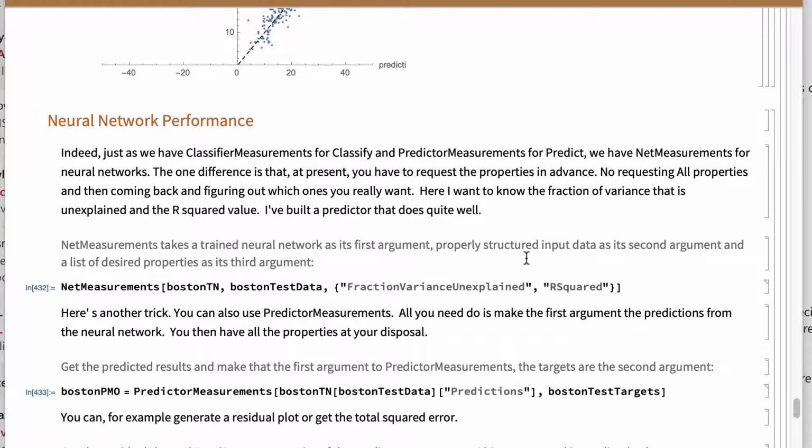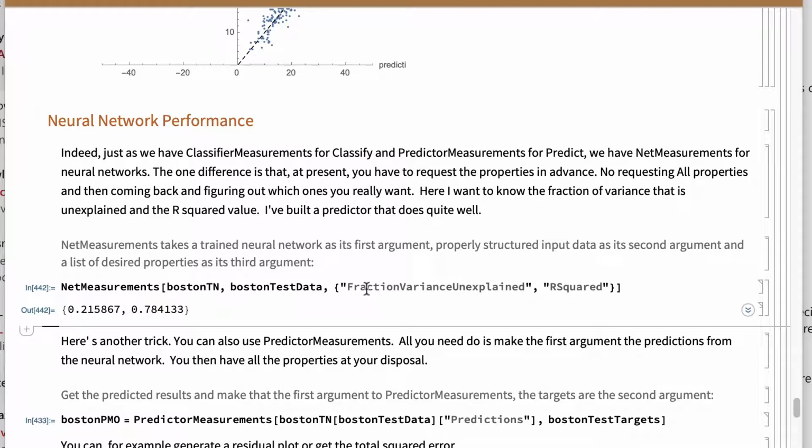And just as there are the classifier measurements function for classify and the predictor measurements function for predict, we have the net measurements function for neural networks. The argument structure is much the same. You have net measurements, and then this is your trained net, in the same way that with classifier measurements or predictor measurements, you would have your classifier or predictor here. This is your data that you're testing it on, and then I'm going to list two properties here that I'd like to see information on. One is the fraction of the variance that's still unexplained, and one is the R². And these two, by the way, sum up to 1. So we can see that I really did quite well, 78%.